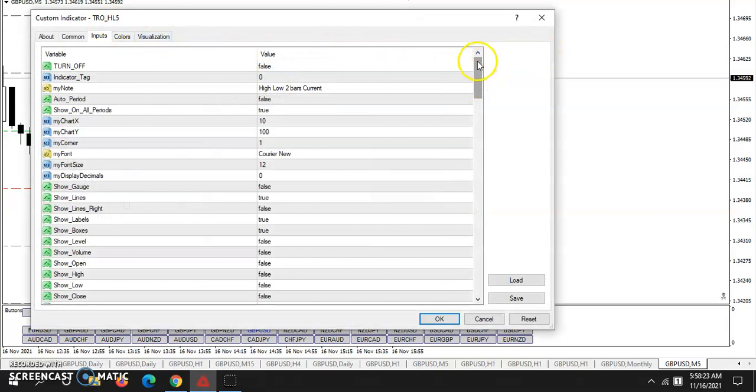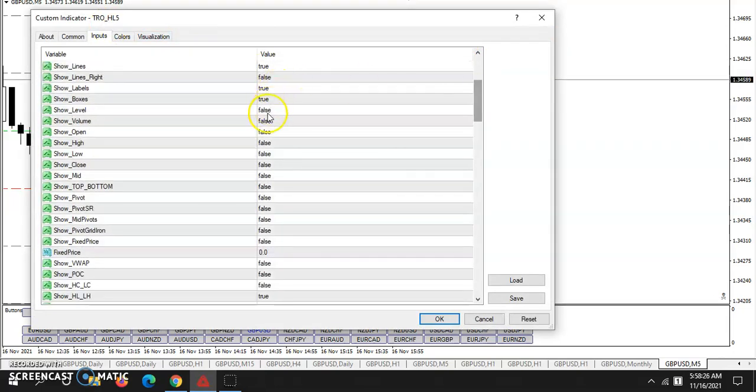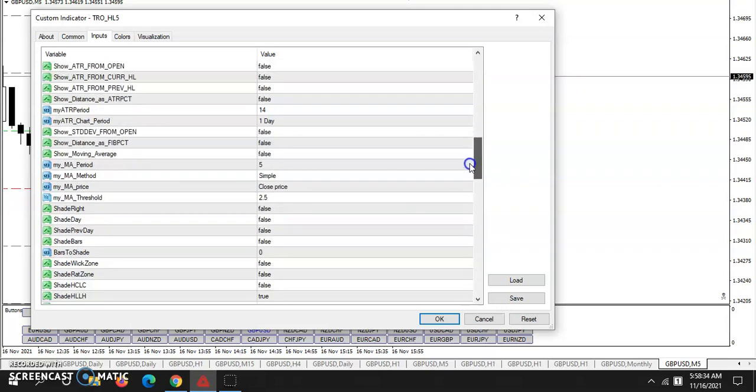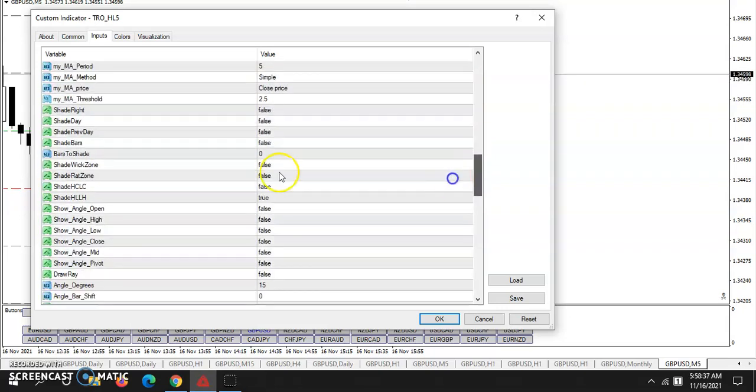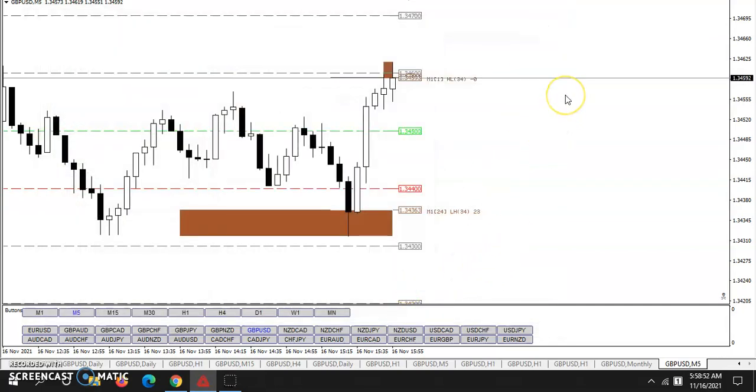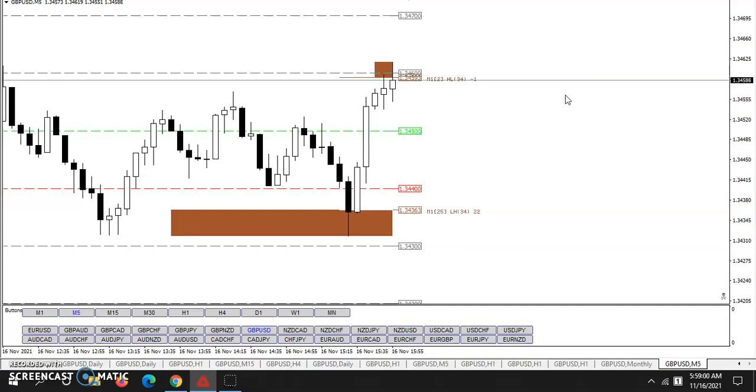So you use TRO HL5, and you turn off all these levels until you get down to higher low, lower high, and you set that to true. And then you keep scrolling down, and where it says shade HLLH, you set that one to true. And the way we do it is we set the MA period to 1 and the bars to 34, and that simulates the 3-level ZZ indicator. It actually simulates it perfectly for using a 3LZZ, which we talked about the last time I was here with you, TRO.